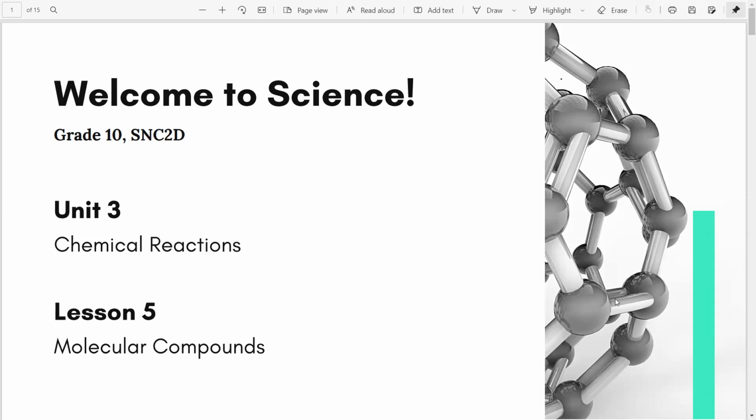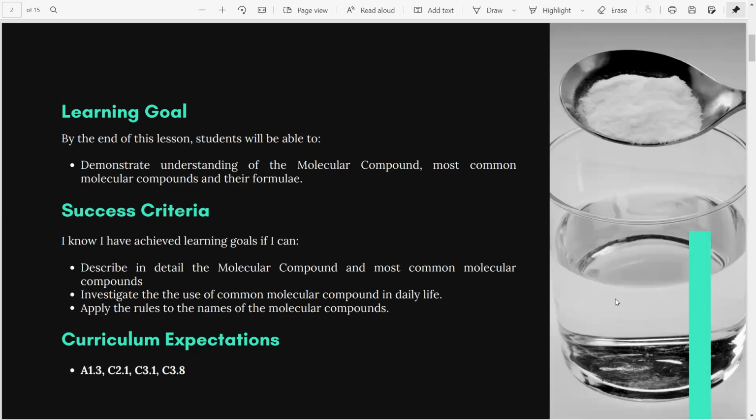In the previous lesson, we looked at everything to do with ionic compounds, ionic bonds, the properties the compounds have, how we can name them, or how we can write their chemical formula. In this lesson, we focus on a different type of compound, which are molecular compounds. So we want to demonstrate an understanding of these compounds. So what makes them different from the ionic compounds, how are they formed, and what sorts of properties do they have?